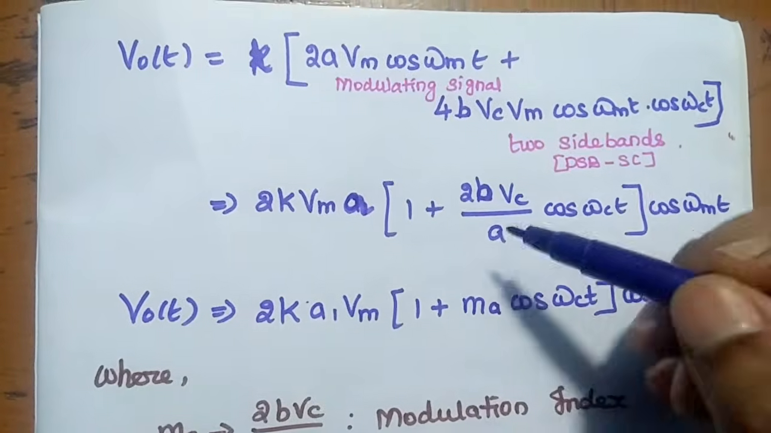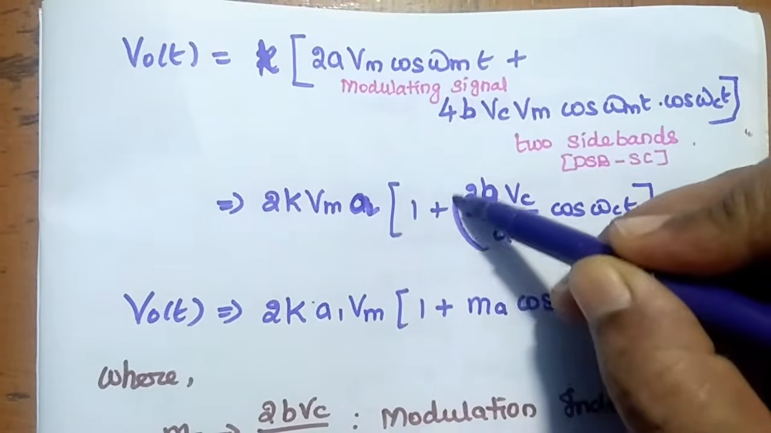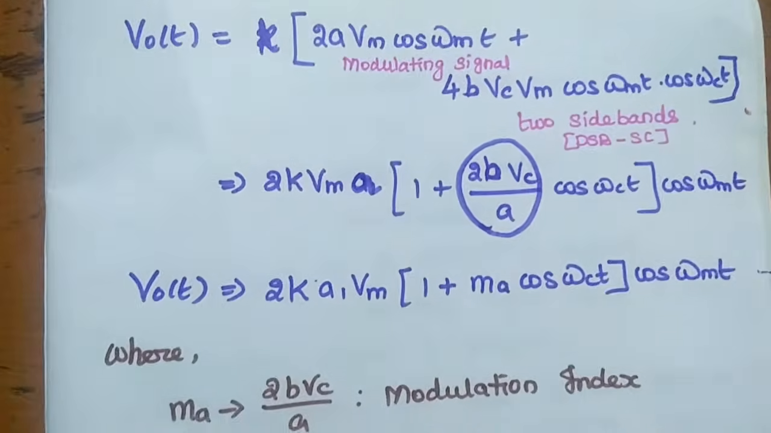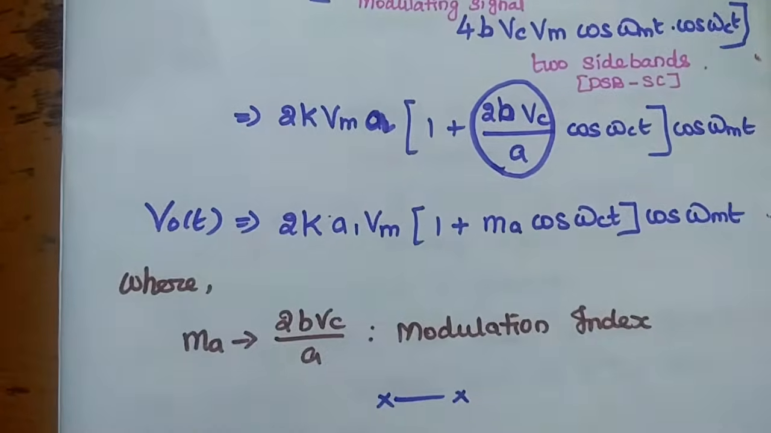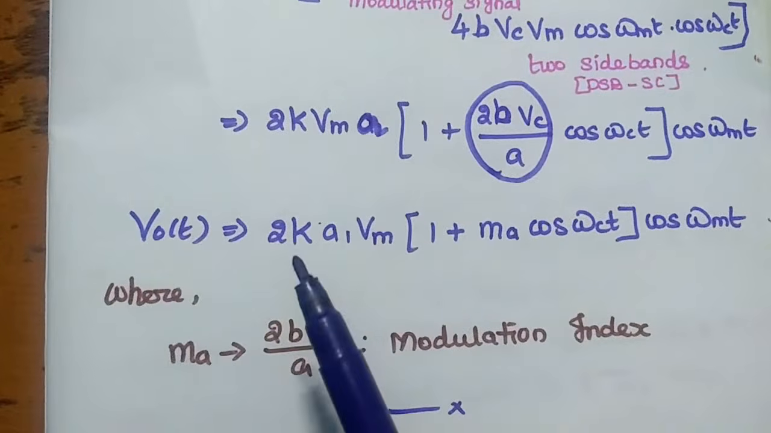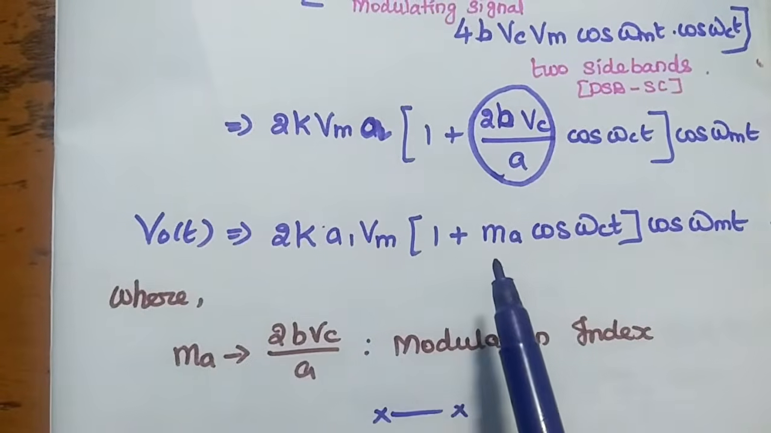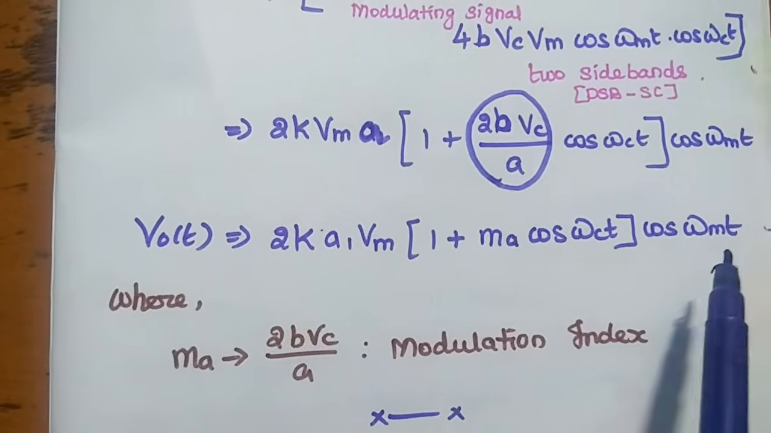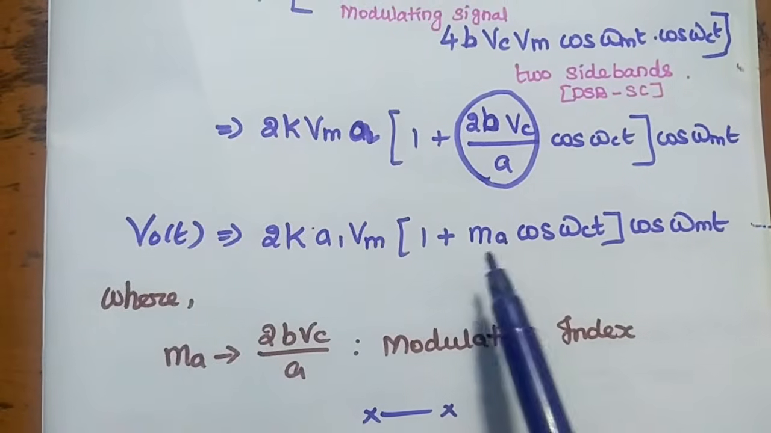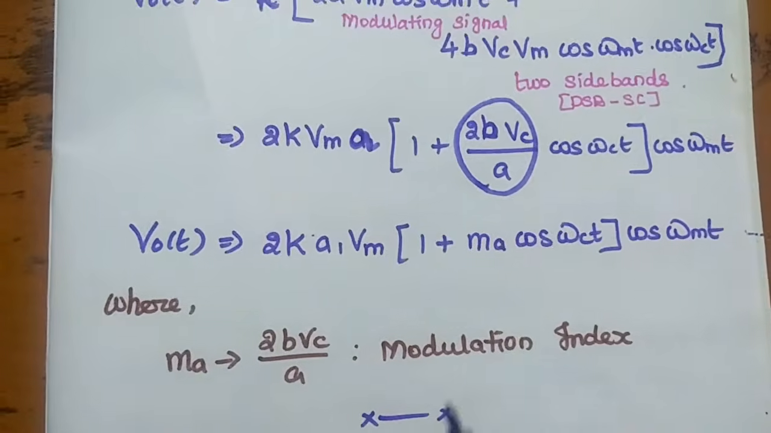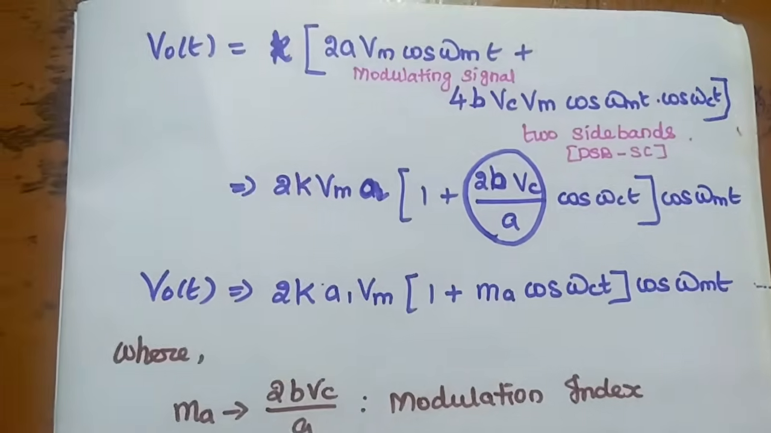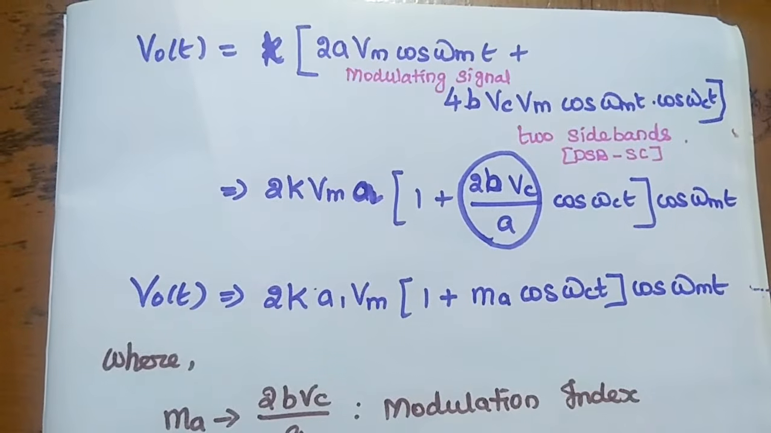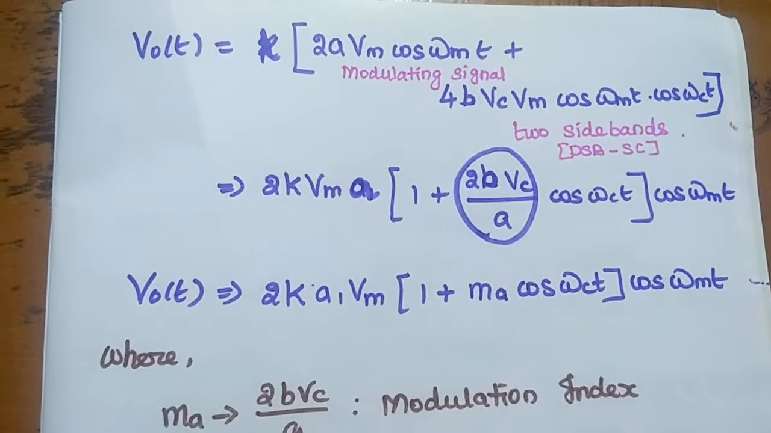Okay. So next we can write this term as the modulation index of the modulator, the balanced modulator. So here we can mention this as 2kA1Vm into 1 plus MA cos omega ct into cos omega mt. Okay. So this MA is nothing but the modulation index of the balanced modulator. This is the output of the double sideband suppressed carrier using balanced modulator.